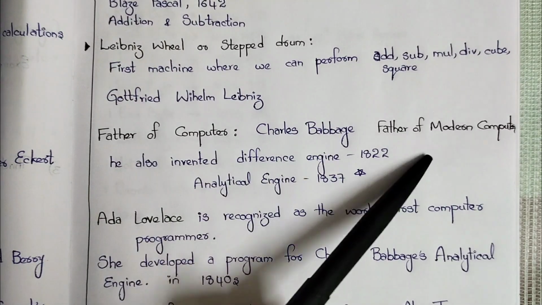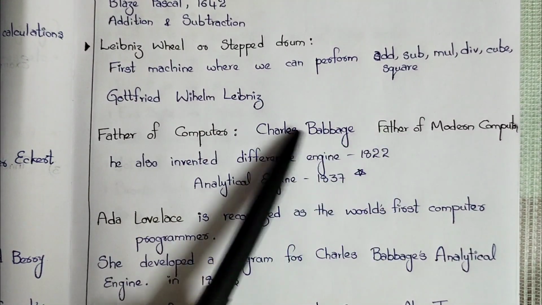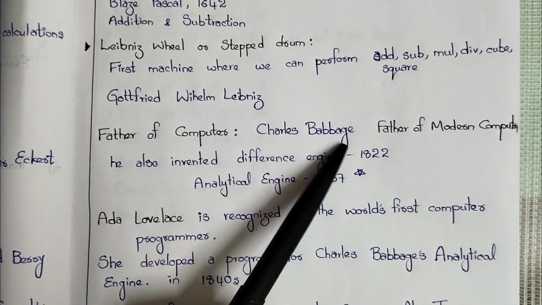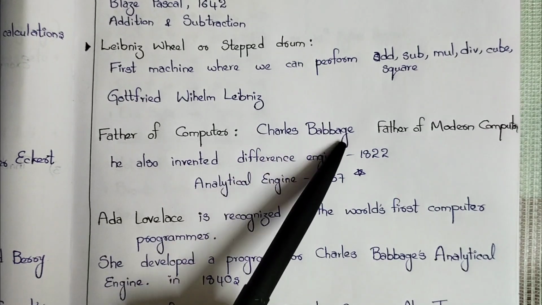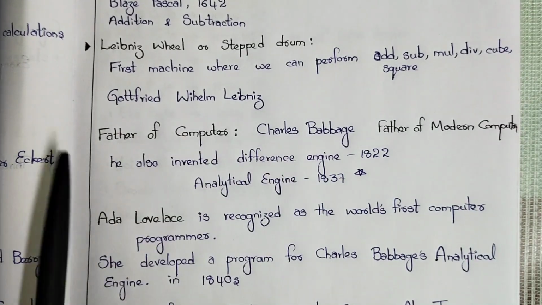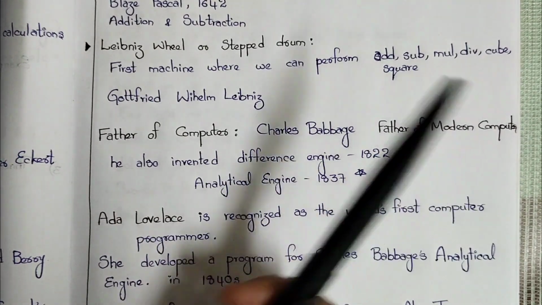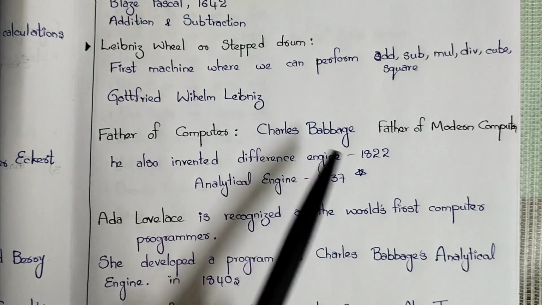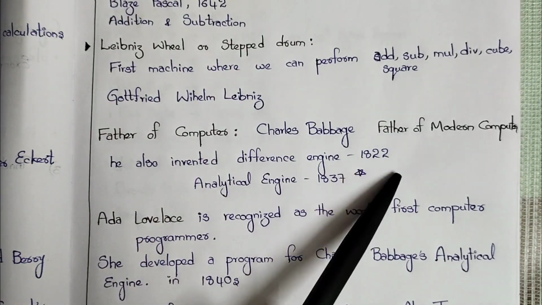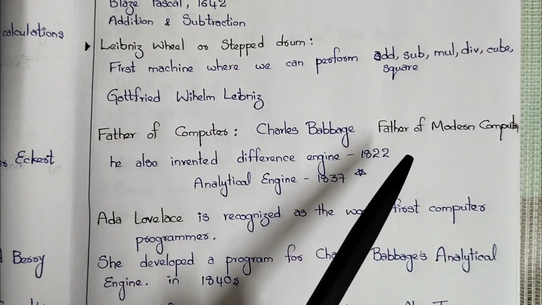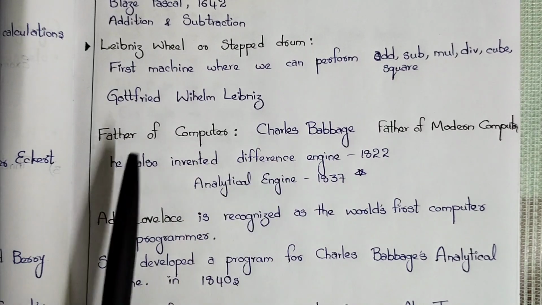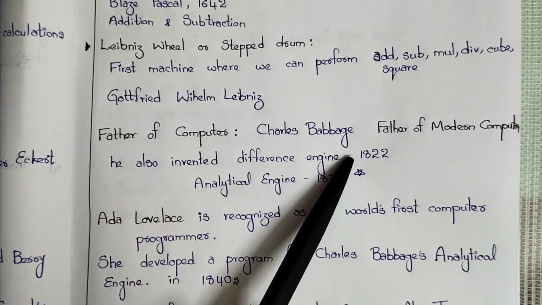Father of computer, father of modern computer, both the same: Charles Babbage. Charles Babbage is the father of computer or the father of modern computer. He also invented a difference engine in 1822. Okay, in the year 1822 he invented this difference engine.